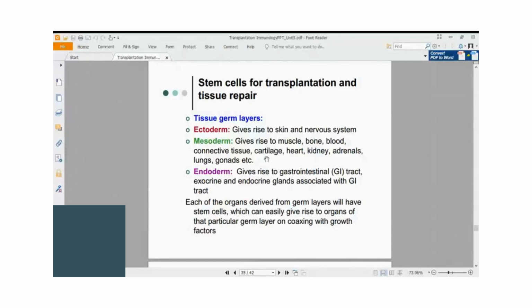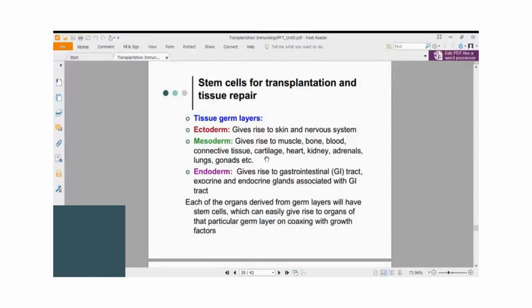And the most important characteristic of the stem cell is that when it is coaxed with growth factors, it is supposed to divide. And when it divides, one daughter cell will retain the stem cell characteristic, and the other daughter cell will differentiate. The stem cell never gets exhausted, meaning it will never run out of supply. One will retain the stem cell characteristic and the other will give rise to the differentiated organ. Therefore, the stem cell will be retained in the differentiated organs of all individuals.